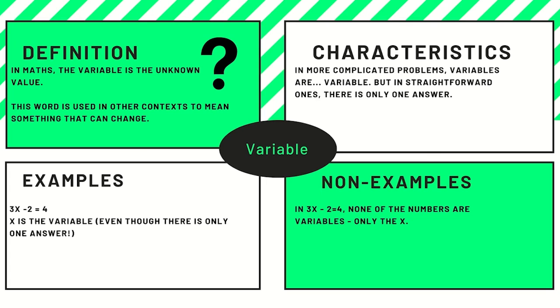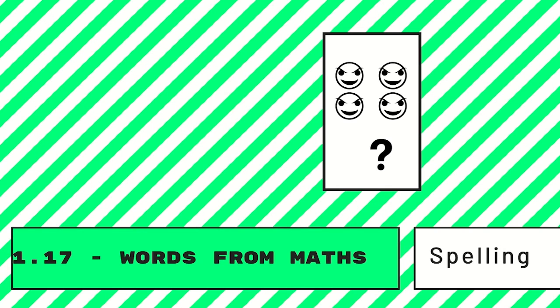So just give yourself a second to read over that and make sure that you feel confident in what a variable is. And let's move on to our spellings. So we've got the same dual code for two of our words today. I didn't even mention the other dual code. I put it as a question mark because we don't know what the variable is. It's unknown.